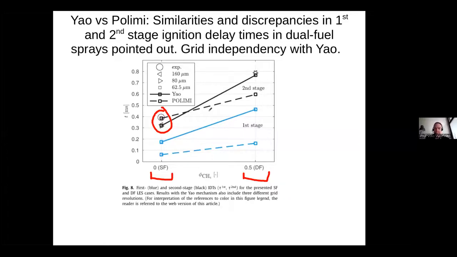For both of these mechanisms, there is some discrepancy, but some mechanism works better than the other one. And in dual fuel, you see that the mechanisms differ more in terms of the second stage ignition delay time. Second stage means it's just the standard ignition delay time for sprays. And so there is some mechanism dependency in single fuel and dual fuel as well. And what is interesting is that we did a mesh comparison, and for 160, 80 and 62.5 micrometer grids, the ignition delay times that you get for dual fuel are very similar. So we concluded that this may be a grid insensitive result that we report in the paper.